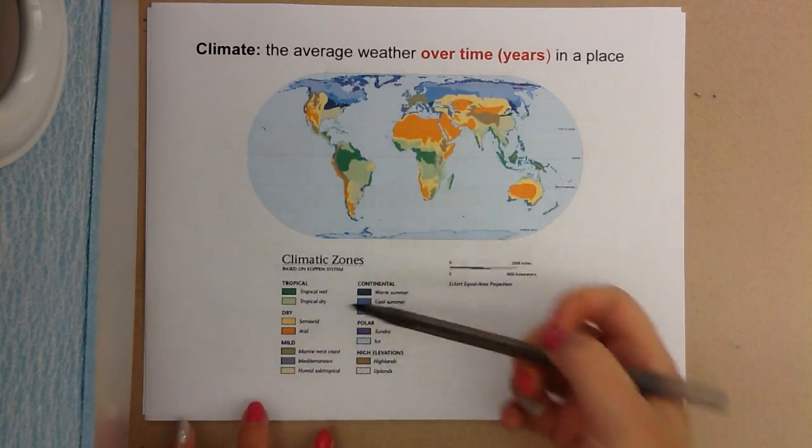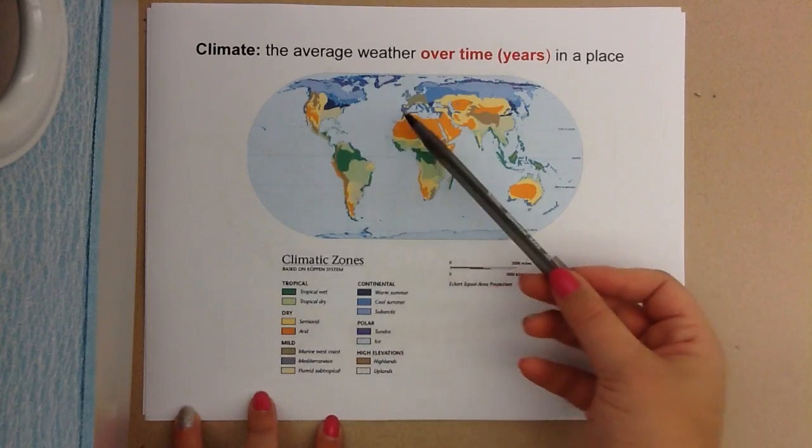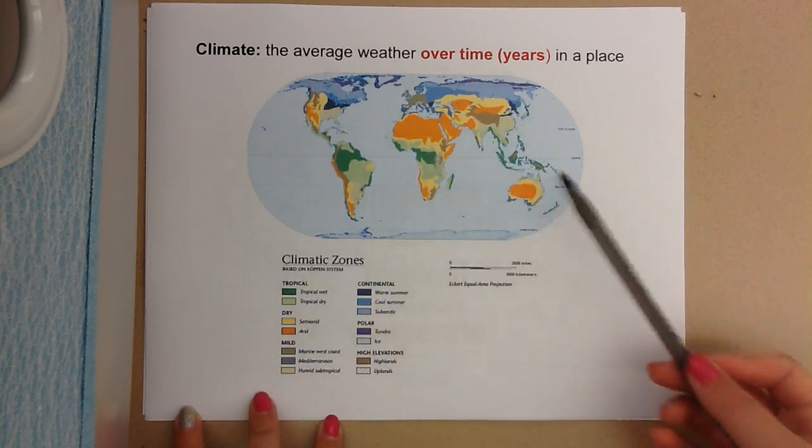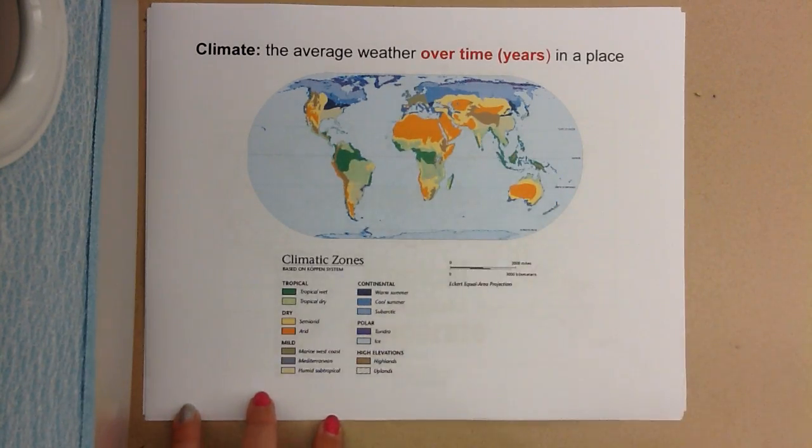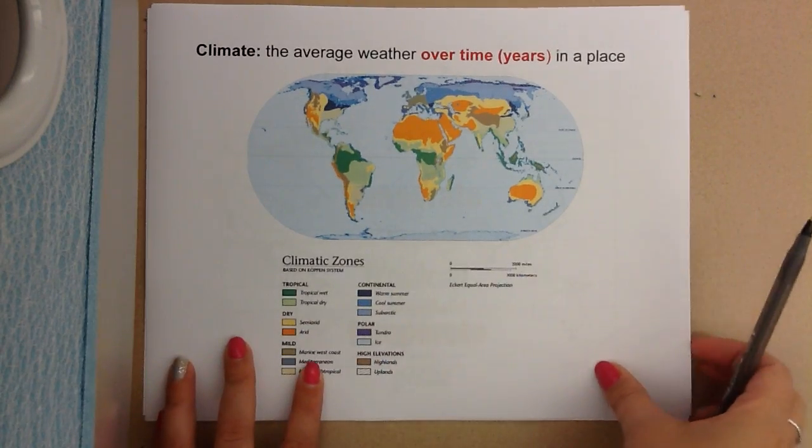So here's a map of climate zones. You can see the different colors. You can see different parts of the world have different climates. And we're going to talk about the main climate zones in just a moment. But remember, the difference between weather and climate is that weather is what's happening from day to day in the air and in the sky. And climate is the patterns of weather that you can expect in a place over time.